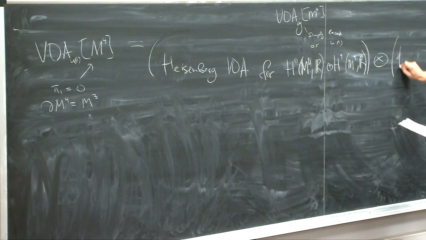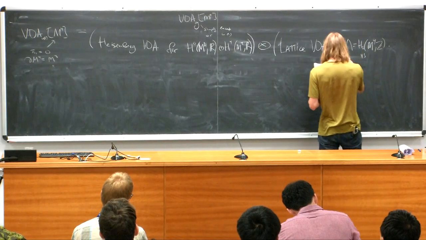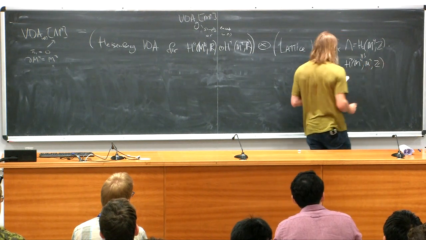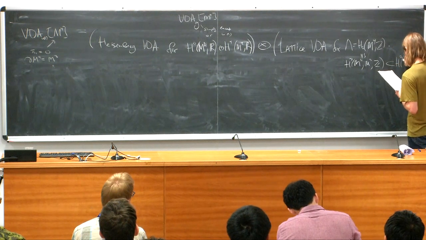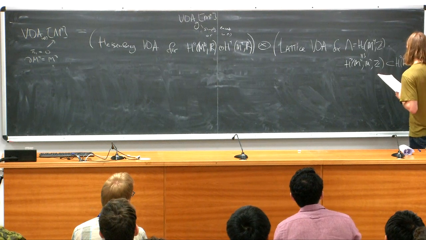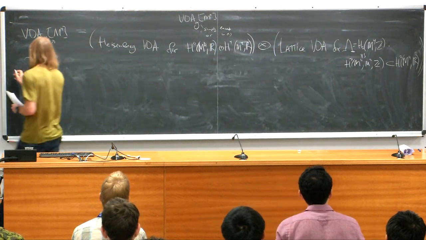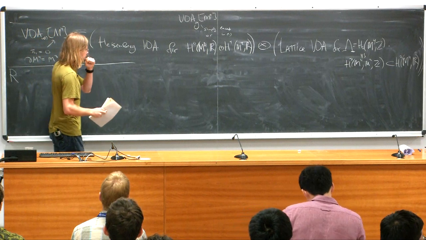And then we take a lattice VOA for the lattice lambda, which is the second homology lattice. First, by Poincaré-Lefschetz duality, it can be related to the relative cohomology lattice, and since there is no torsion, this can be understood as a lattice inside the real vector space of second cohomology with real coefficients. So this is the following vertex operator algebra.